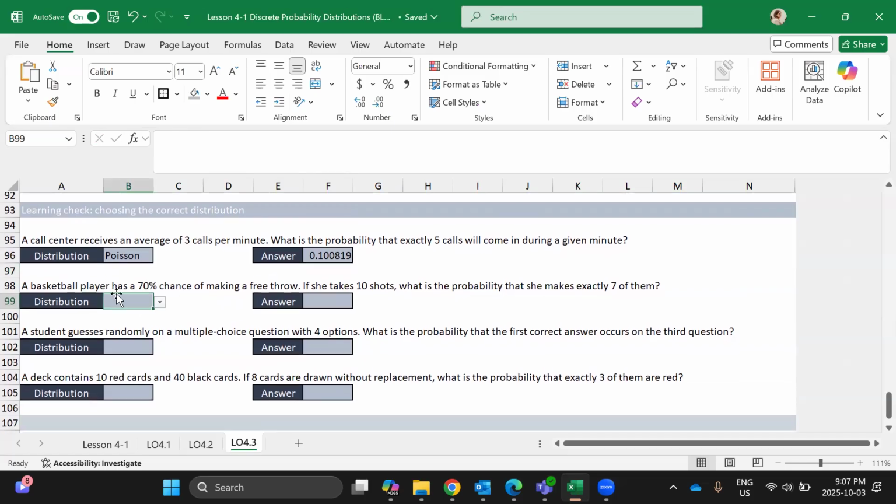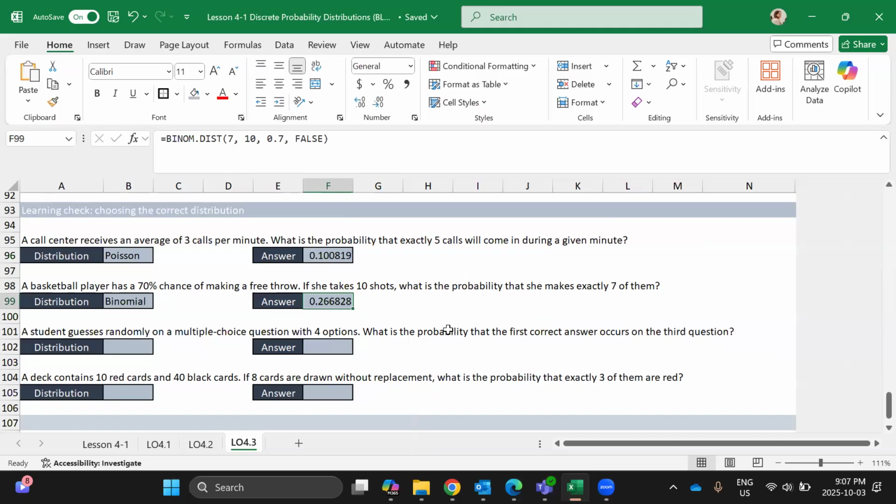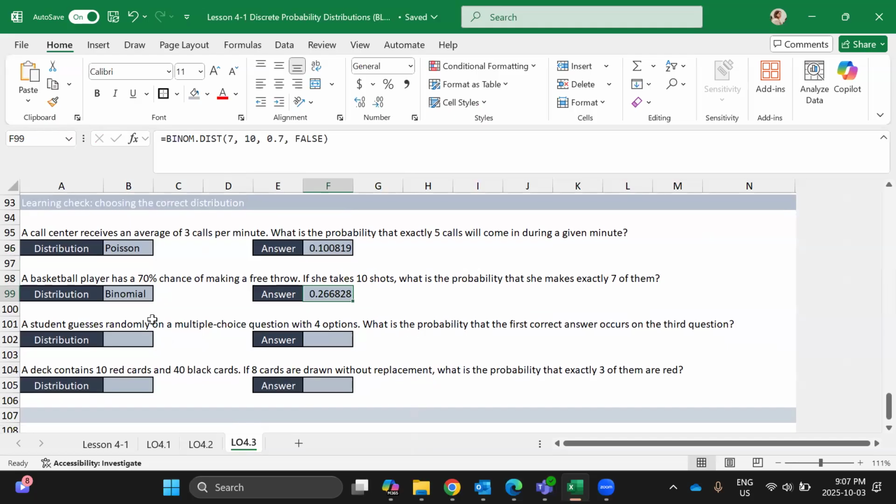The next question. A basketball player has a 70% chance of making a free throw. If she takes 10 shots, what is the probability of getting 7? So this question involves a probability of success, and it has a fixed number of shots, that they take 10 no matter what. When you have a fixed number of shots, that's binomial. So this one will be binom.dist, that she makes 7 out of 10 shots. Her probability of making a shot is 70%. You have to write it as a decimal. So 7 out of 10, 70% chance. The probability she makes exactly 7 out of 10 is about 27%.